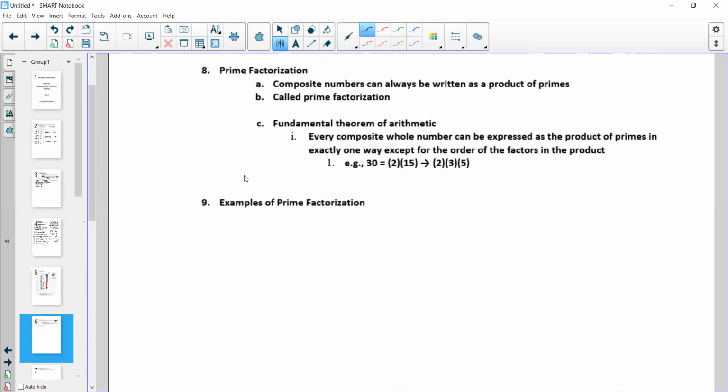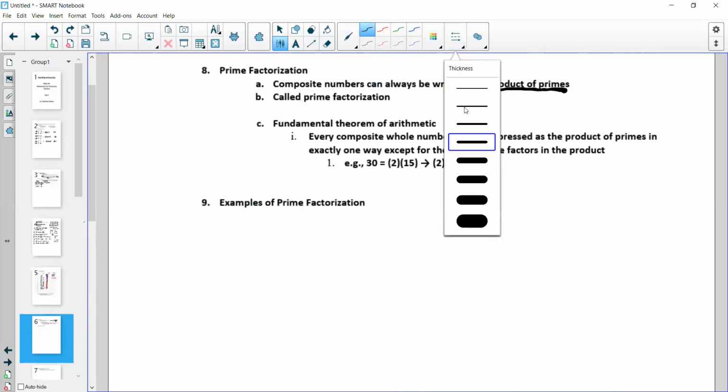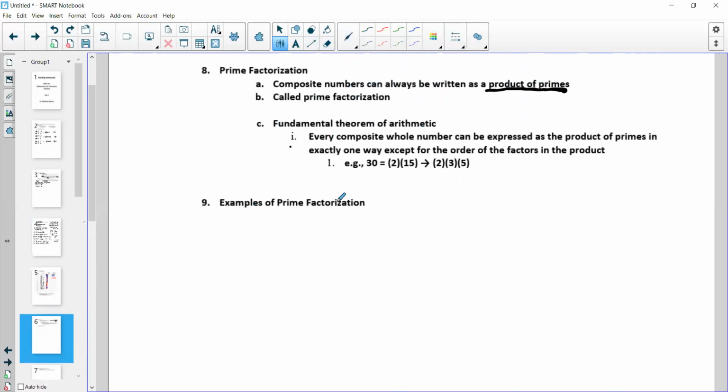Next, we're looking at prime factorizations. Composite numbers can always be written as a product of primes. So, prime factorization, we're thinking about factor trees.